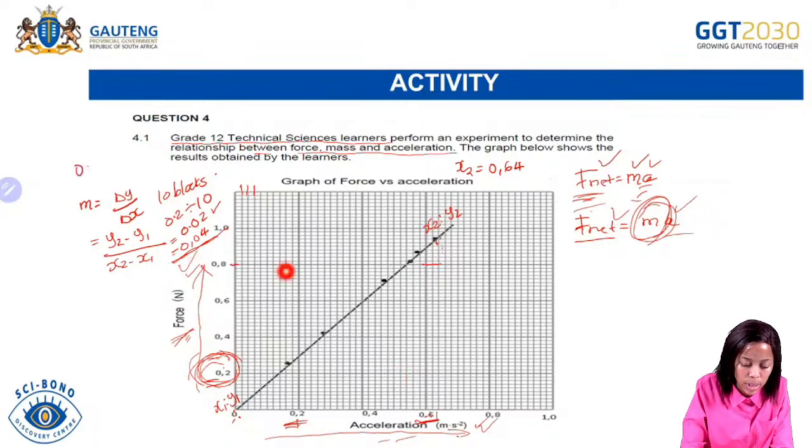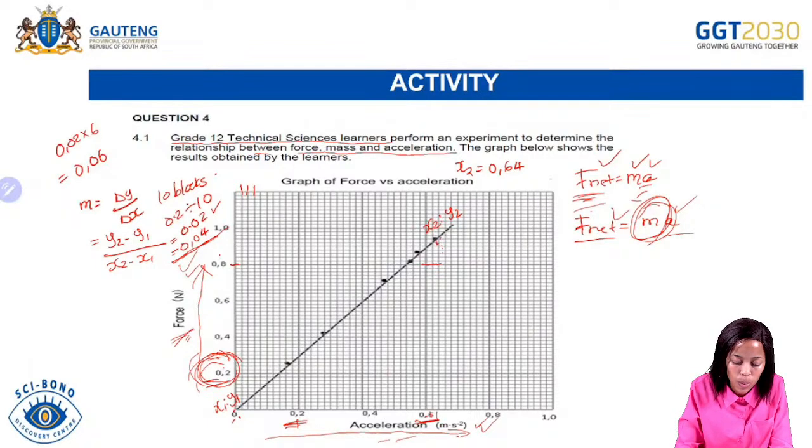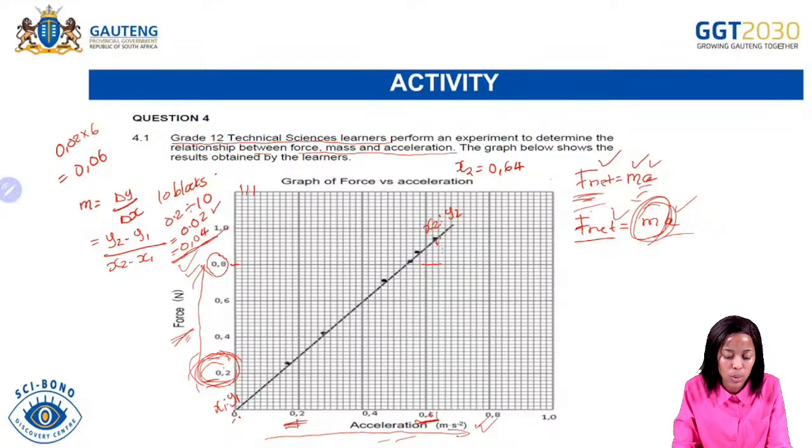It gives you 0,06. So I said 0,02 multiplied by the 6 blocks. It gives you 0,06. So what are you going to do with that 0,06? From the closest, which is your 0,8, you are then going to add your 0,06 so that you can have your y value.